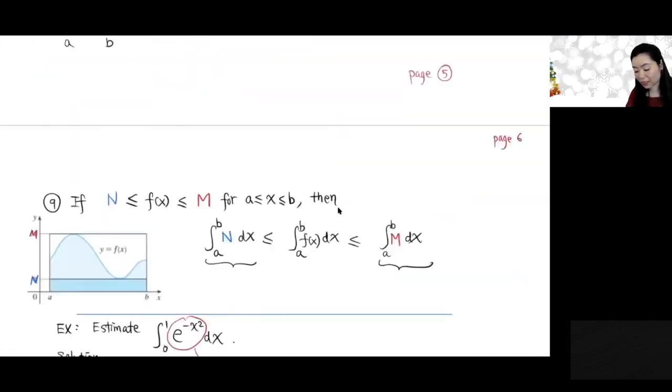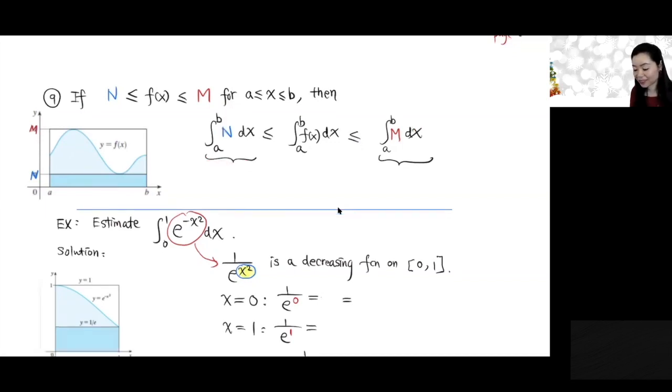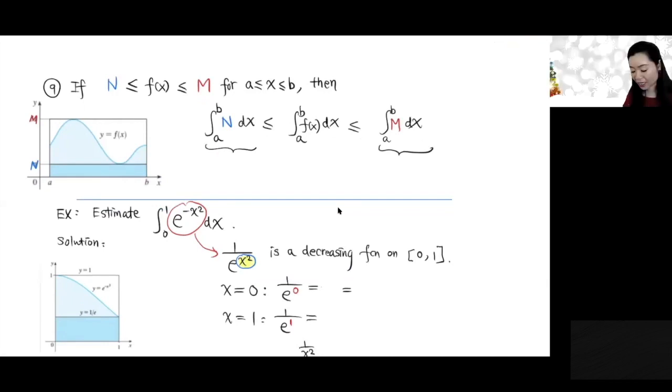Okay, number 9. If this function f is bounded below by capital N and bounded above by capital M, so this is like the floor of this function, and this is the ceiling of this function, then on a to b, the integral of this function f from a to b is going to be above or equal to this integral, below or equal to this integral. So what does this equal to? Can someone tell me? This is a constant. What does this integral equal to? N times b minus a. Yeah, n times b minus a.